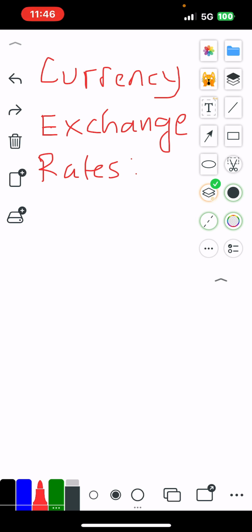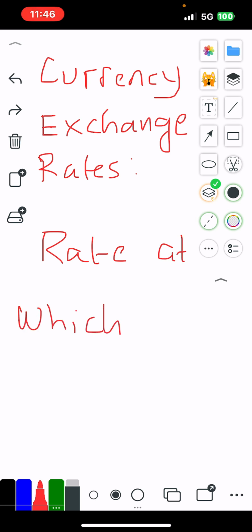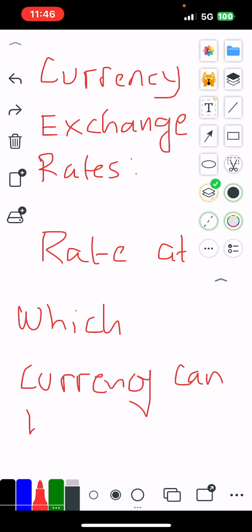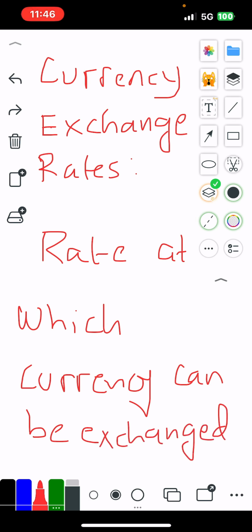Basically, currency exchange rates have to do with the rate at which a currency can be exchanged for that of another country. So let me write this down. The rate at which currency can be exchanged with that of another country.